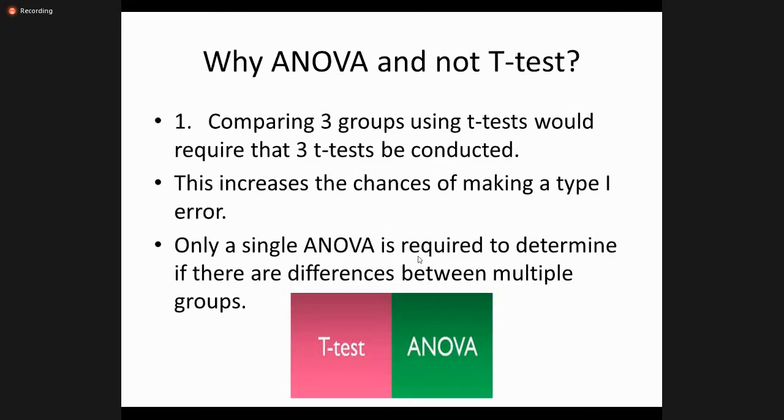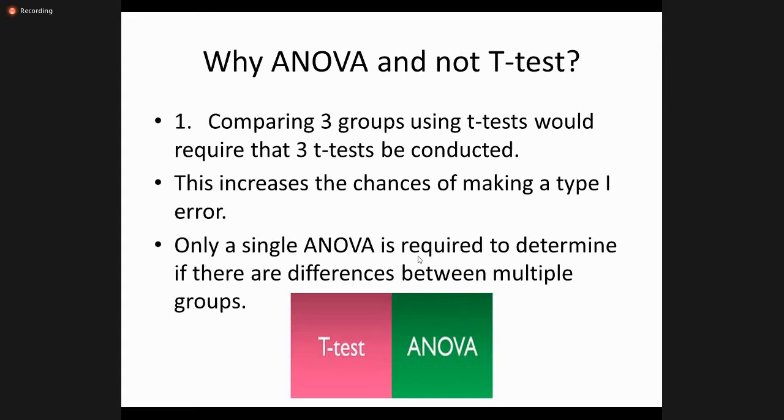Again, the same question arises: why ANOVA and not the t-test? Comparing three groups using the t-test would require the t-test to be conducted three times. This increases the chance of making a type 1 error. Otherwise, both are the same test; they are calculating the difference in the means. But when you apply the t-test more than two times, you are increasing the risk of a type 1 error.